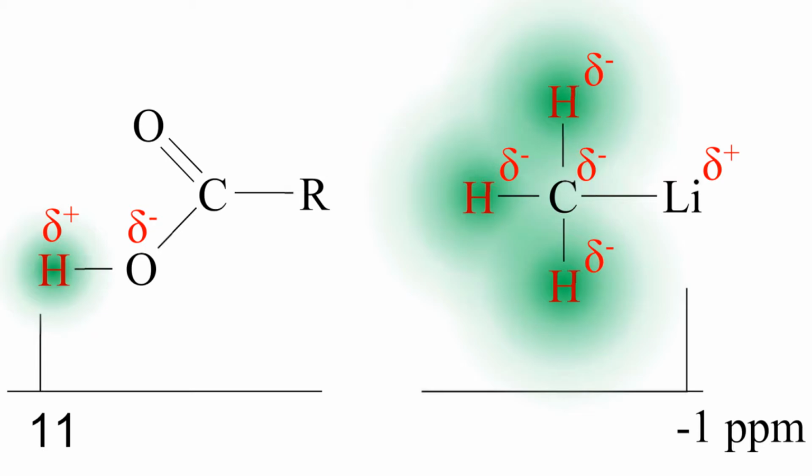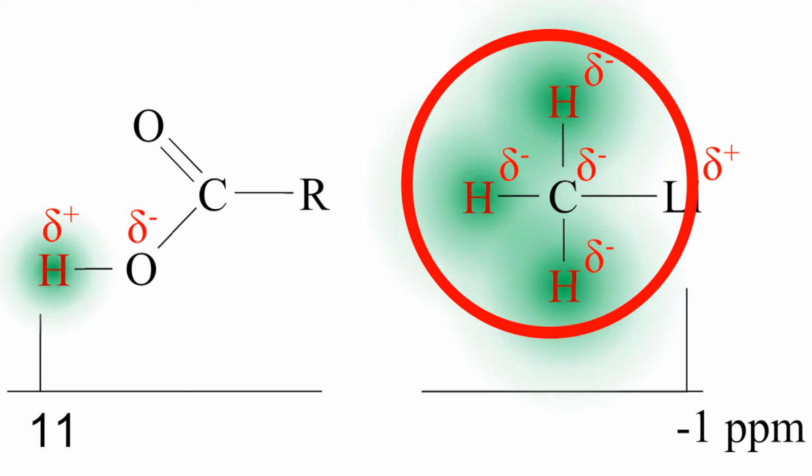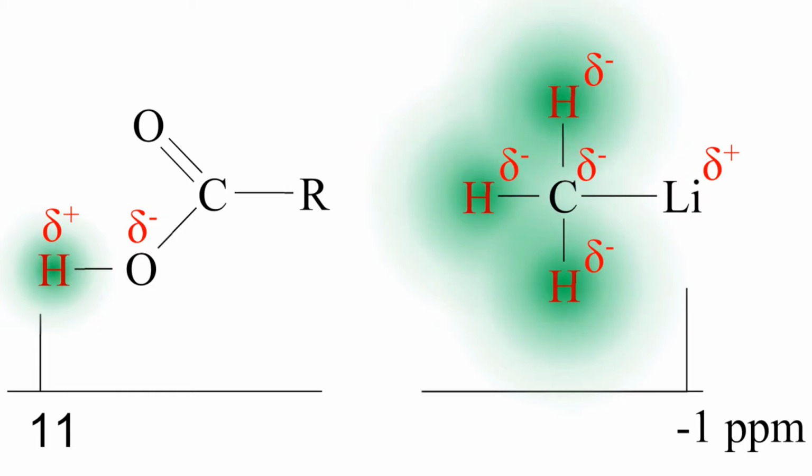On the other hand, if the hydrogen is near an electropositive atom, such as in methyl lithium, electron density is concentrated towards the hydrogen, reducing the resonant frequency and chemical shifts. Here I indicated the denser electron cloud with larger green patches. I wildly exaggerated the difference in the electron cloud density for clarity.